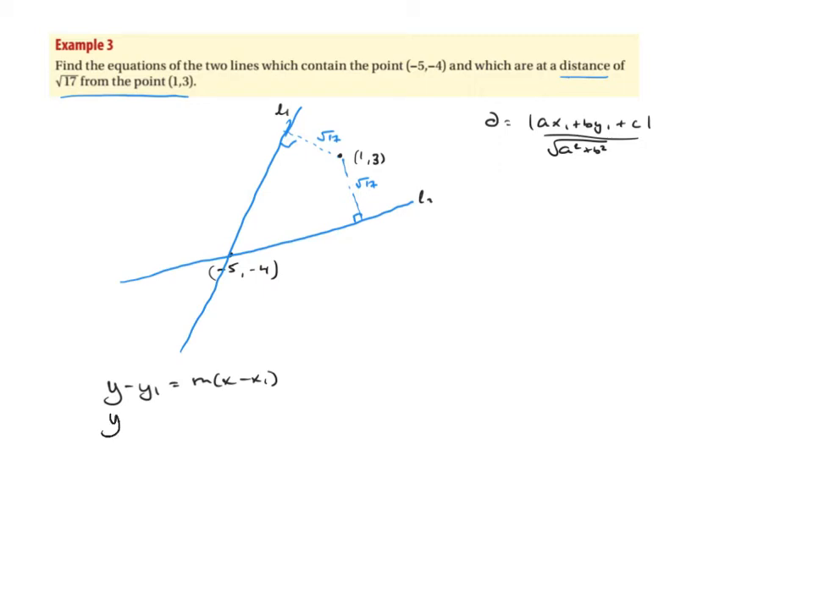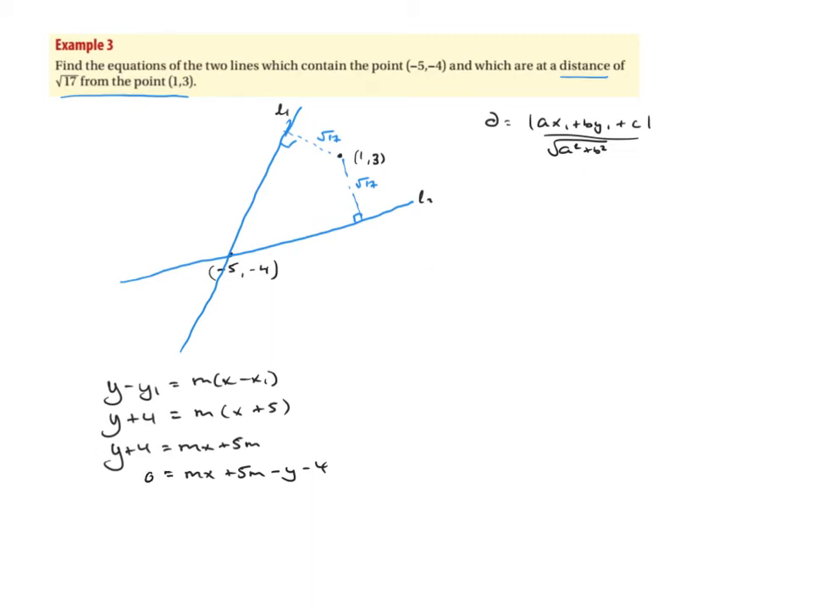So I have y minus -4, which is y plus 4, is equal to m, x minus -5, which is x plus 5. And now I'm just going to multiply out the right hand side. I'm going to get y plus 4 is equal to mx plus 5m. And then I'm going to take everything across to the right hand side. So this is going to go across and this is going to come across. And if I do that, I'm going to get mx plus 5m minus y minus 4 is equal to 0 on the left hand side here.